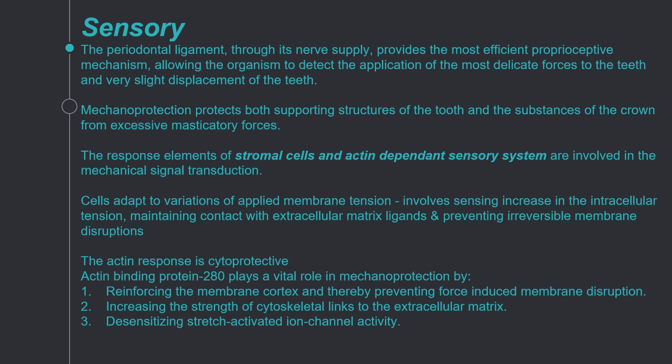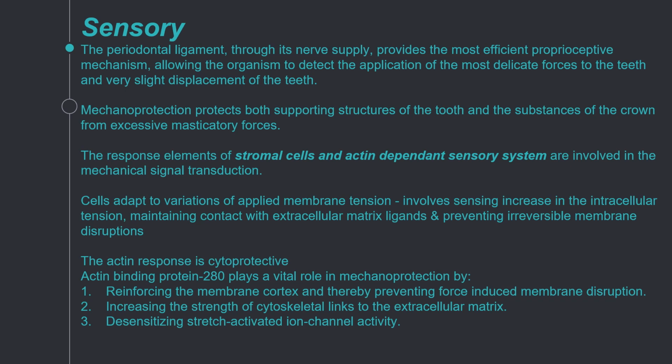All the nerve supplies are present within the periodontal ligament. So when the tooth comes into contact, we know, so we stop. When we are chewing our food, we know that this amount of pressure is good enough to reasonably chew the food efficiently. So we stop. This gives us something called mechanoprotection.